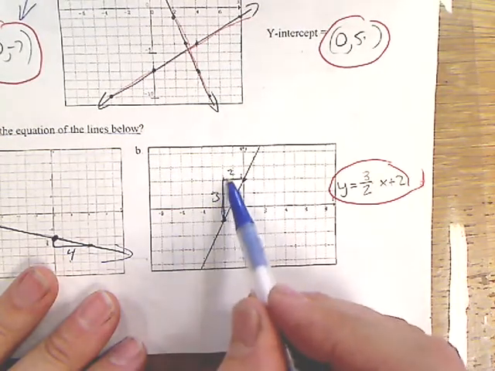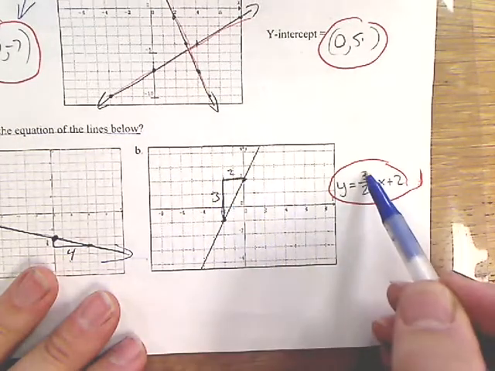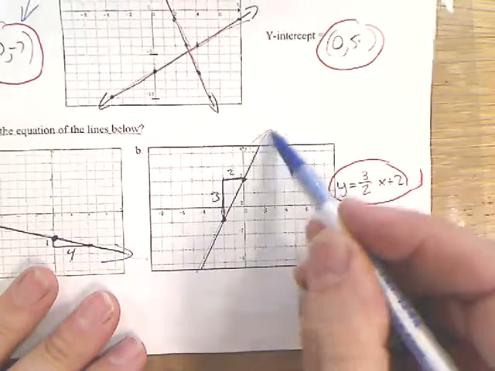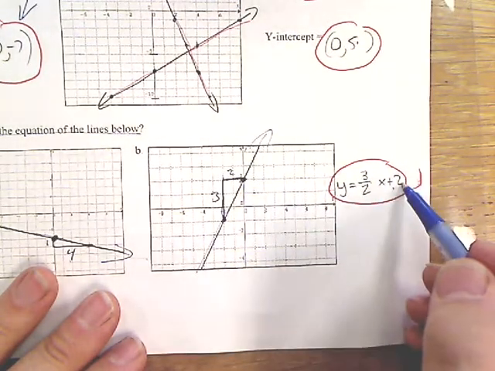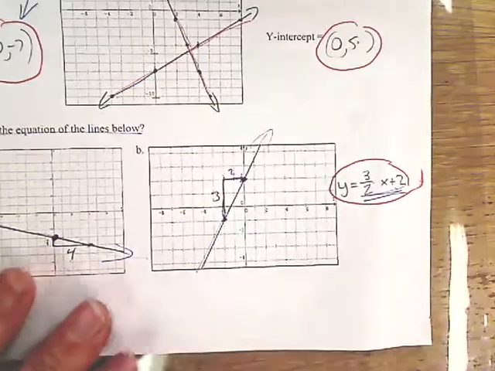Rises 3, runs over 2. Rise over run. It's going positive. And it intersected the y-axis at 2.